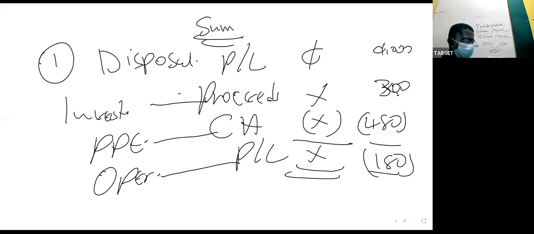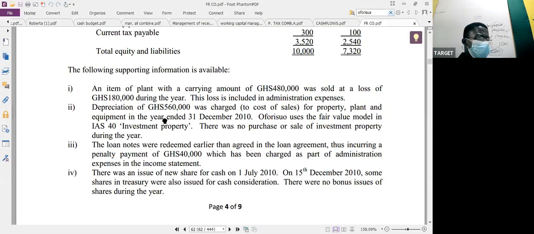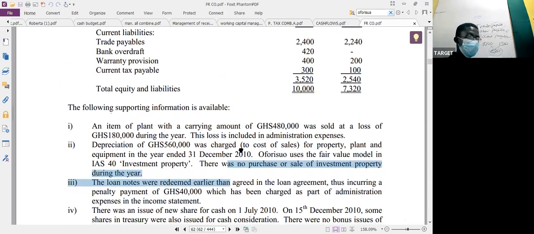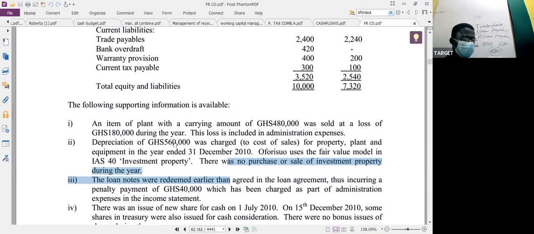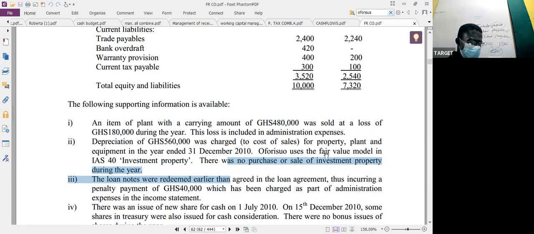So I'm going back to the notes. Note 2. Depreciation of 560,000 was charged to cost of sales for PPE in the year ended 31st December 2010. Also, it is the fair value model in investment property. There were no purchase or sale of investment property during the year. So here they are just trying to tell us that depreciation is a non-cash item, so you reverse it under what? Operating activity. Powerful.